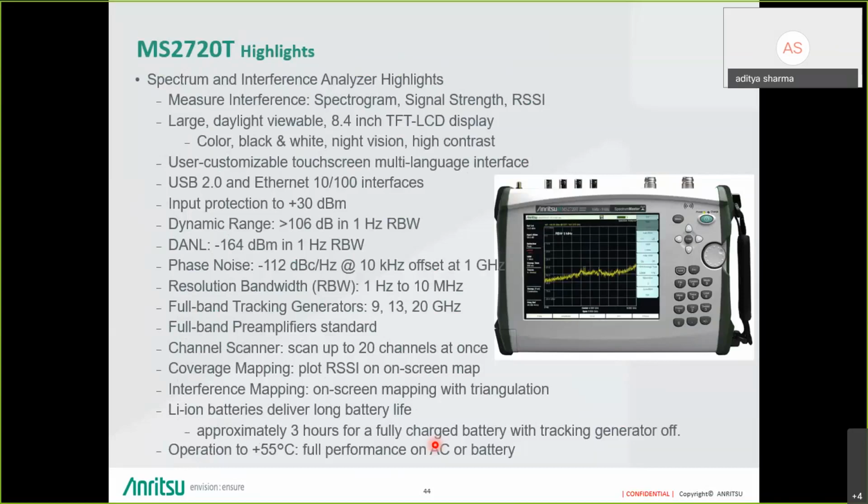This particular instrument is defined for military standards. It's compliant to the military grade MIL standards, so it can work at plus 55 degrees Celsius as well.